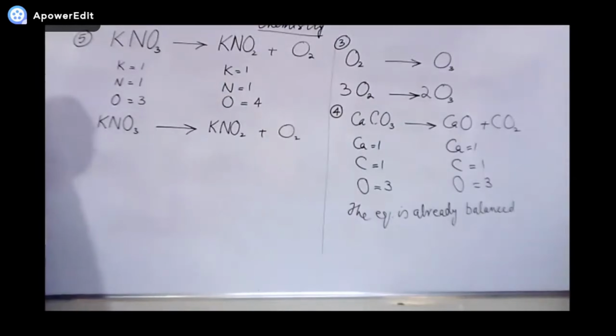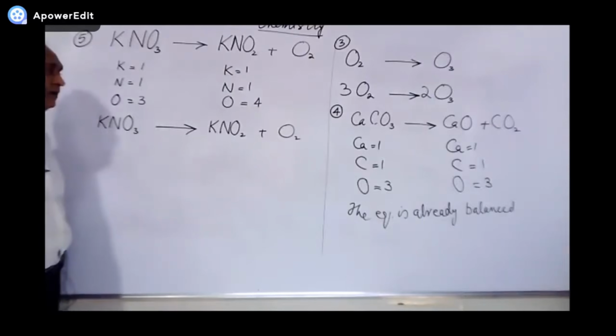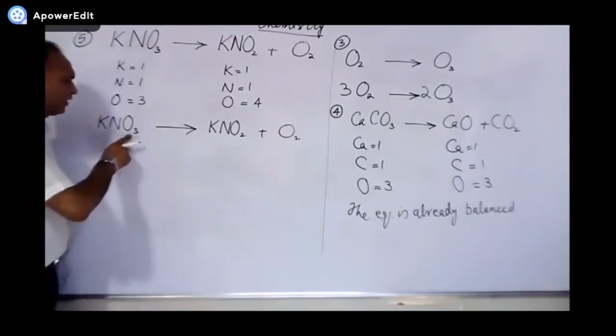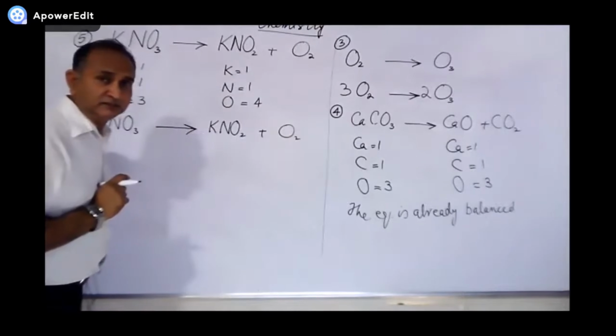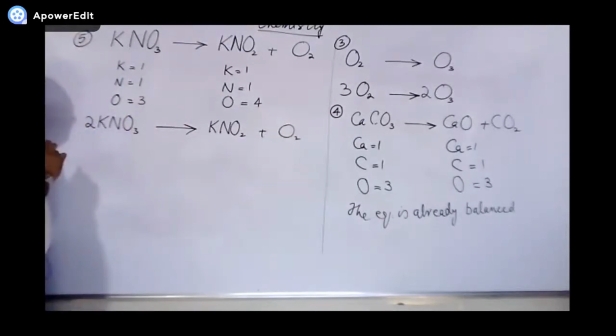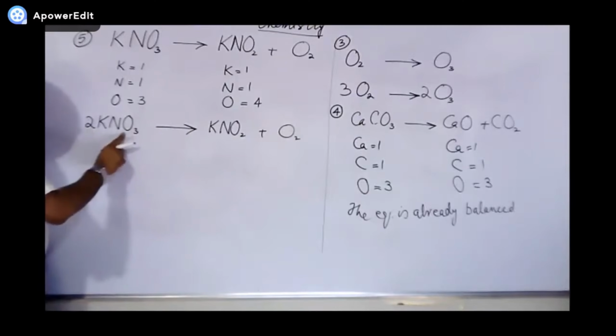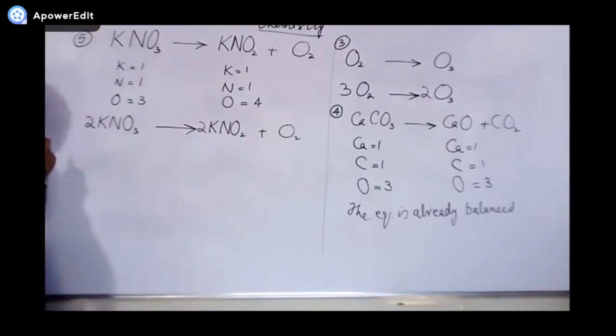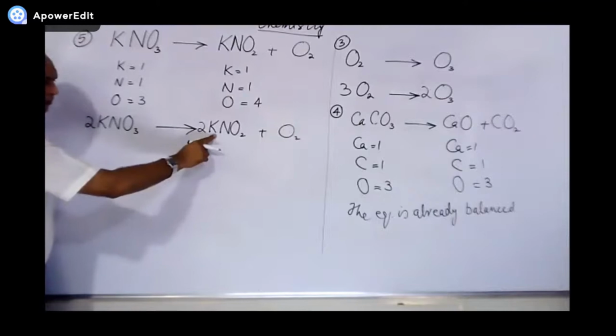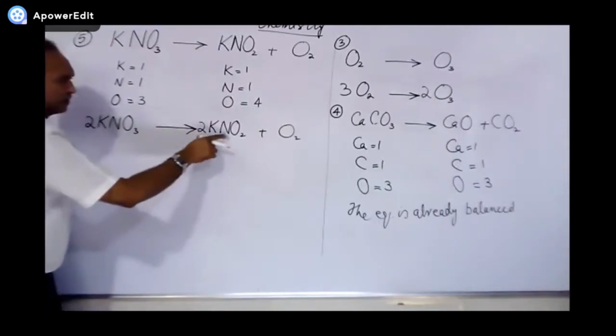We'll try to balance it. Three oxygens, 4 oxygen, consecutive numbers. Okay, so 2 should be transferred over here. Now see, 2 3s are 6 oxygens. 2 potassium, 2 potassium. I repeat, 2 potassium now, 2 potassium now. 2 nitrogen, okay, 2 nitrogen, okay.